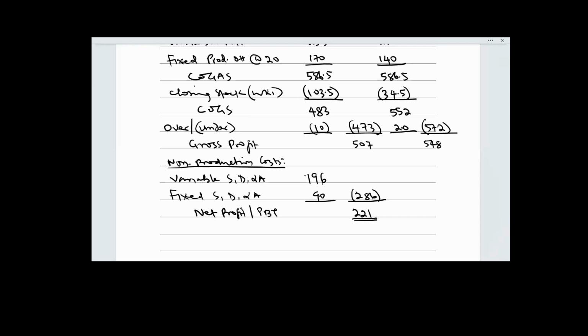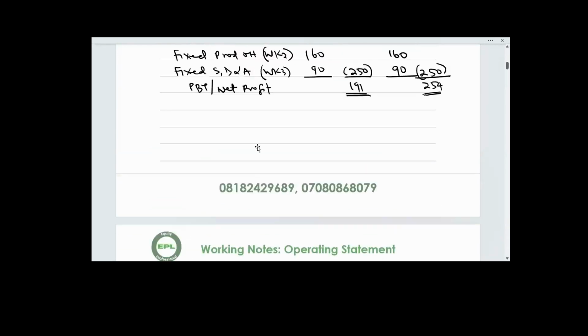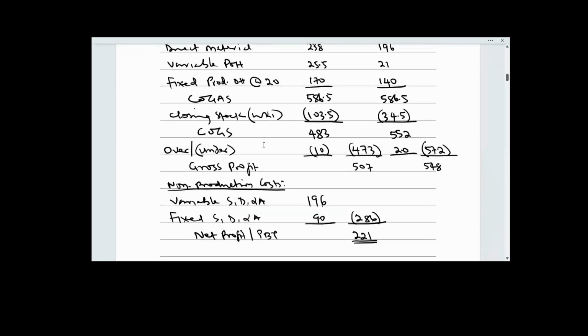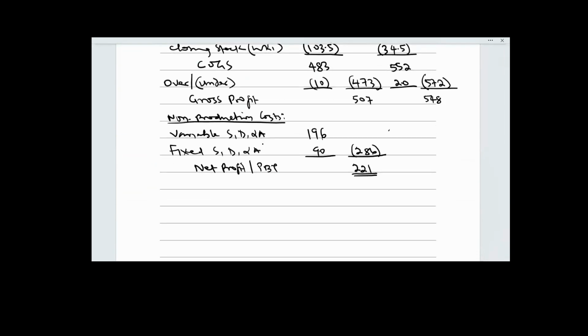Then we consider non-production cost. So what's variable non-production cost in September? That's 224, right? 20% of 1120, that's 224. Then fixed selling, distribution, and admin in September is still the same, 90. Add the two together, that's 314. 314 minus 548, what do you get? 234. 234 is the net profit or profit before tax.